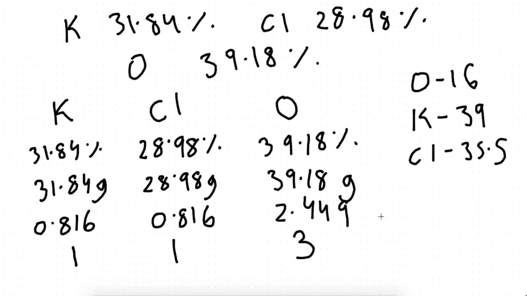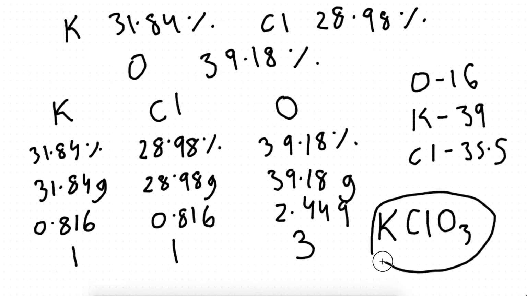Can we write the empirical formula? Of course. K, the sub is 1, so we don't have to write that. Cl, the number is 1, we don't have to write that. O, 3. This is your empirical formula, students.